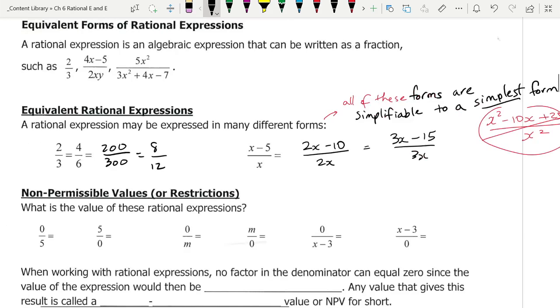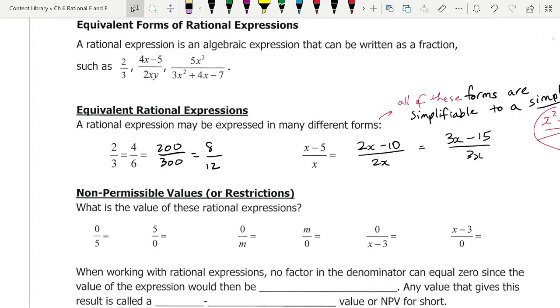So let's look at our three examples here. For 2/3, all of these things would simplify down to 2/3. And 2/3 is as simple as it can get. You can't make it any simpler. You could divide top and bottom by 2 and have 1 over 1.5, but that's not really simpler because you've introduced a decimal. The simplest form would mean integer over integer, as simple as it can be.